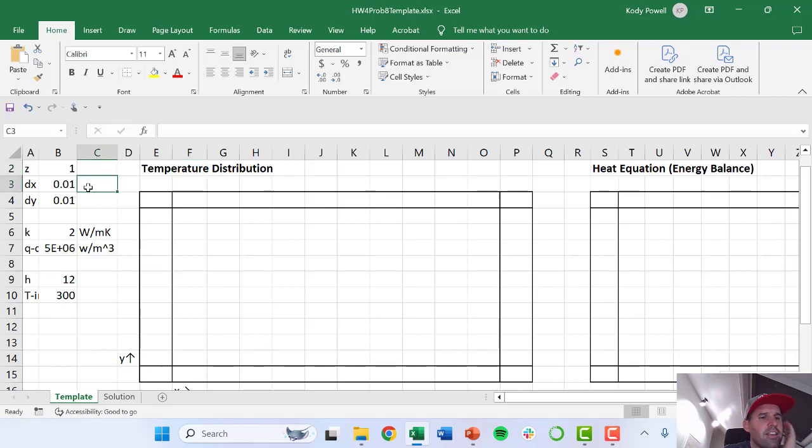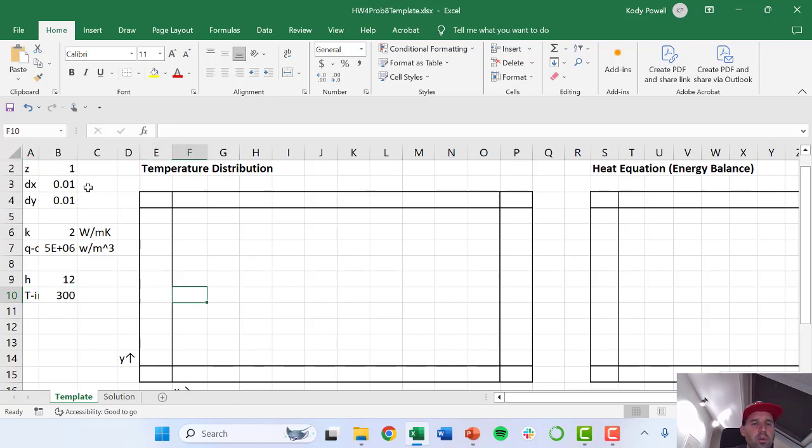Because it's 10 centimeters wide in total, when we divide that by our number of nodes, that gives us 0.01 meters, and similar in the Y direction. We're going to be using a thermal conductivity in this problem of 2 watts per meter per Kelvin. Here's a generation term, which is going to be 5 million watts per cubic meter. If we do use convection, we have a heat transfer coefficient here and an ambient temperature here.